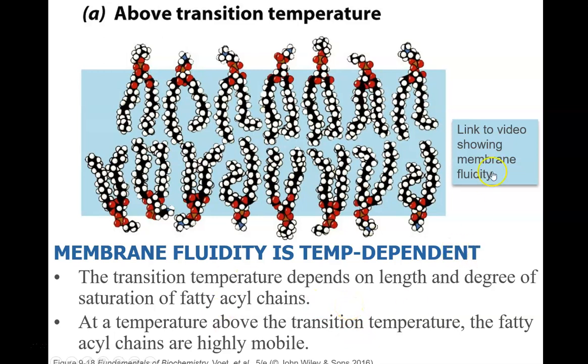So I have another video showing membrane fluidity. Let me show you that.